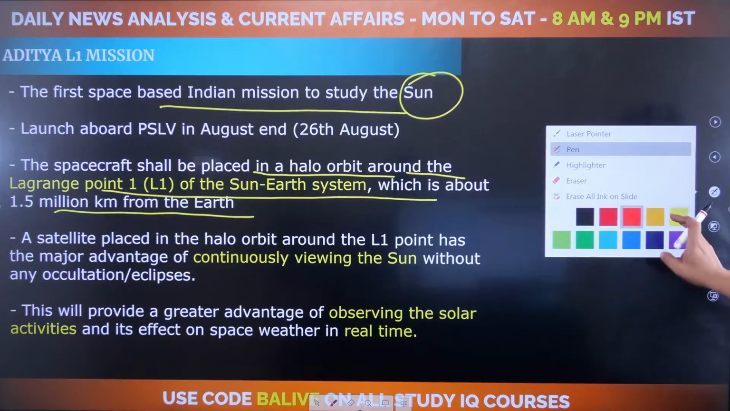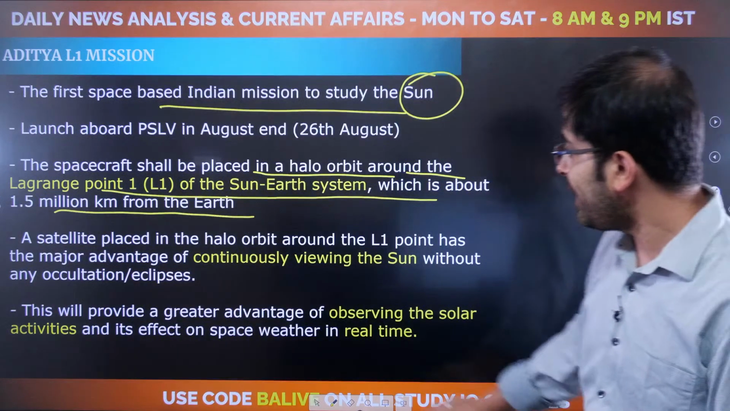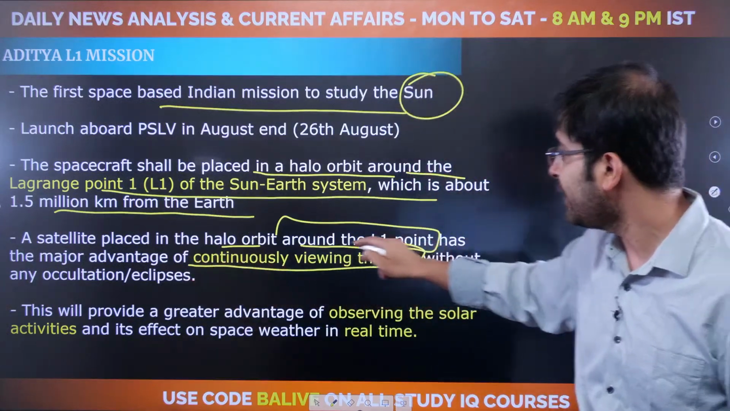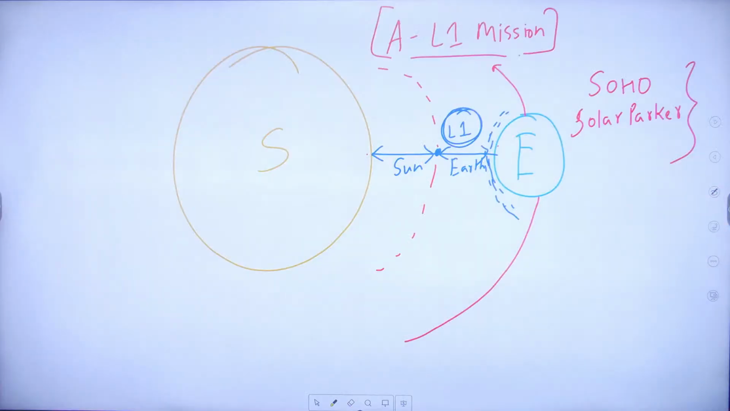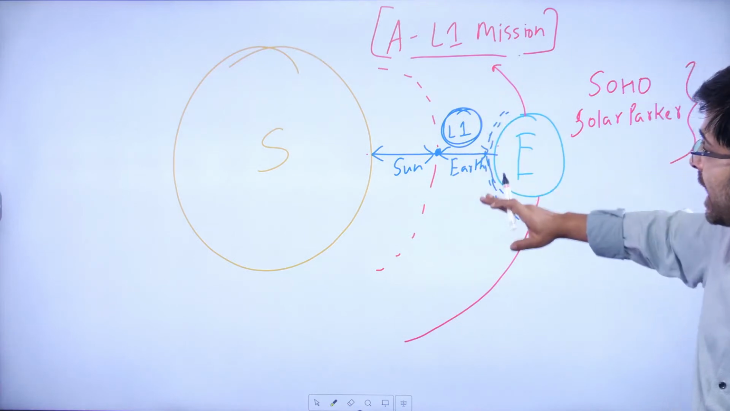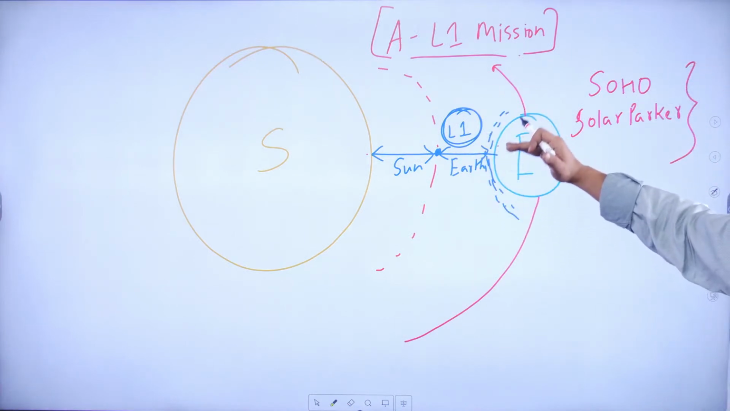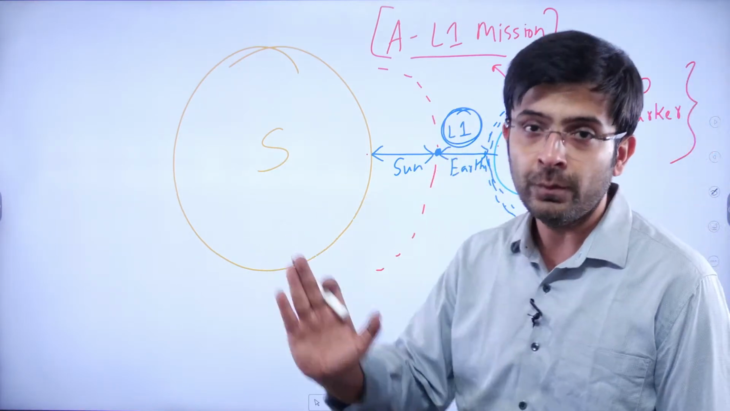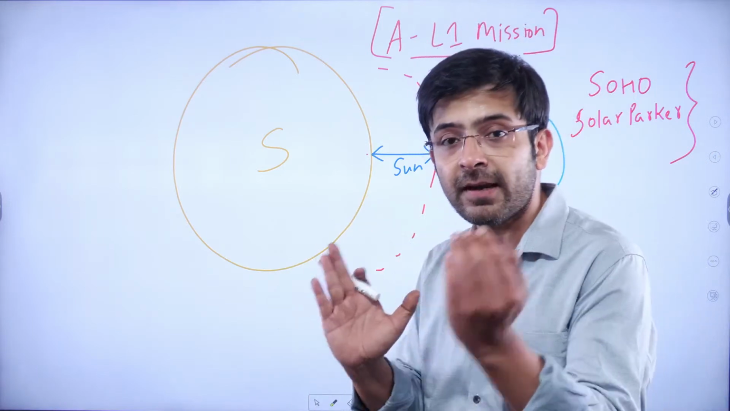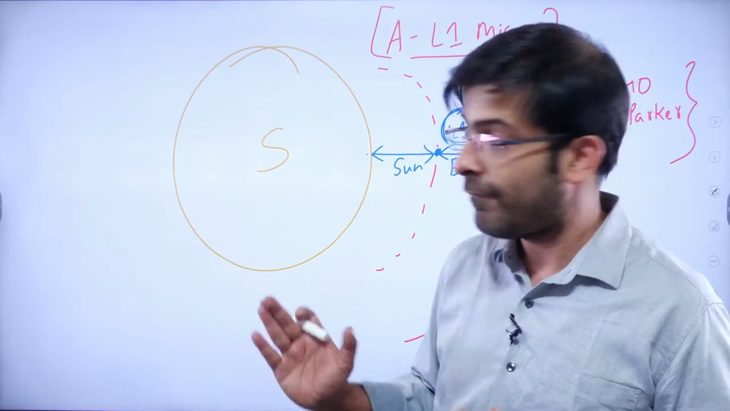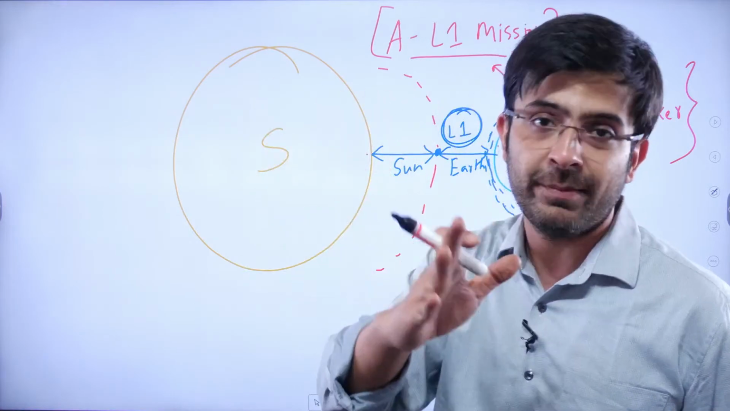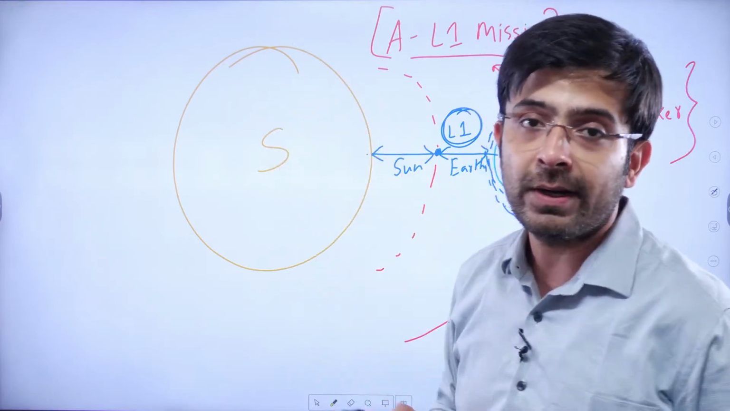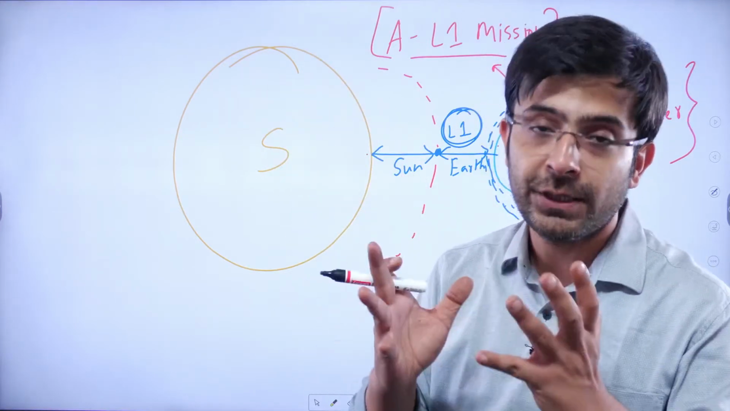Now, let's look at this. Once you have understood L1, the whole story becomes clear. A satellite placed in the halo orbit around the L1 point has the major advantage of continuously viewing the sun. Look at it. Firstly, you have avoided all the problems that were there at the low Earth orbit, all the space debris, everything that was there. You have gone closer to the sun, which means now you have an unhindered view. At the same time, you receive the sunlight faster than Earth. Obviously, it takes approximately 8.5 minutes for the light to travel from sun to Earth. You are already at an advantage, which means you are going to harness solar energy better.